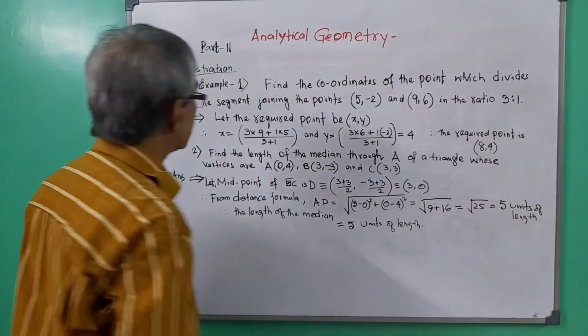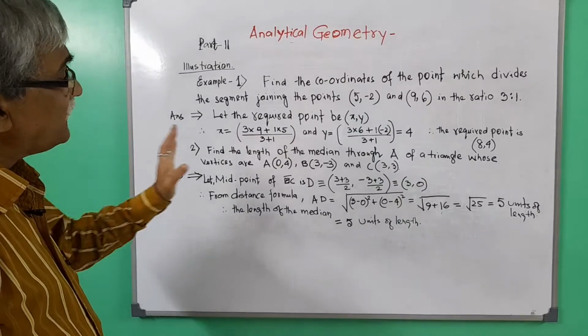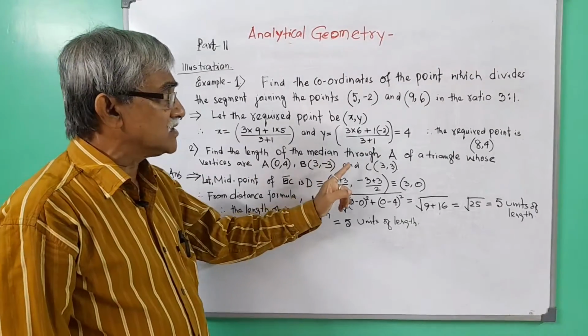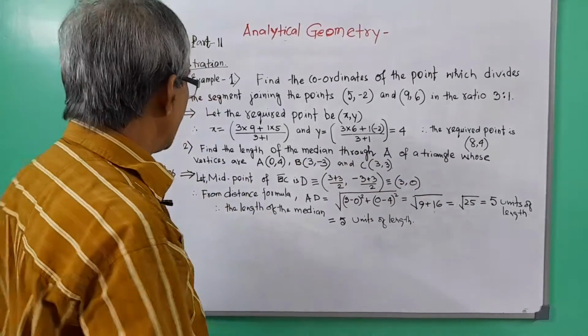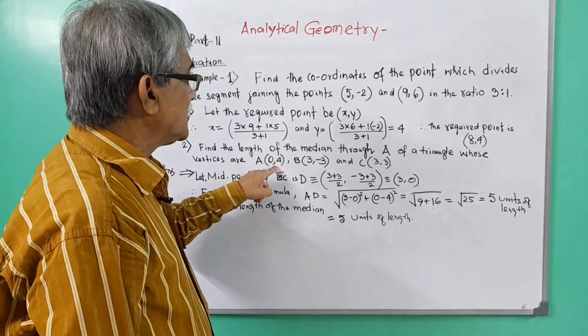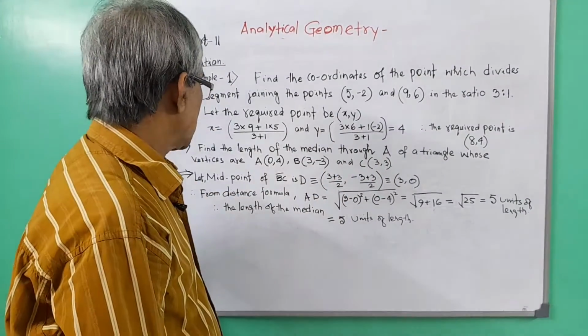So easy. Next example. This asks us to find the length of the median through A, the vertex of a triangle whose vertices are A (0, 4), B (3, -3) and C (3, 3).